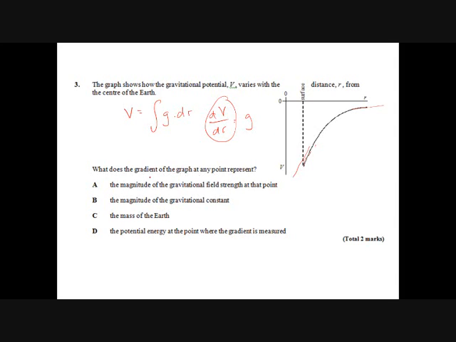The gradient of the potential is the field strength. So the magnitude of the gravitational field strength at that point is a. Not the gravitational constant, that's G, that's got nothing to do with it. Not the mass of the Earth. And the potential energy at the point the gradient measured, well, that is the point, isn't it? That's not the gradient, that's the actual point here.